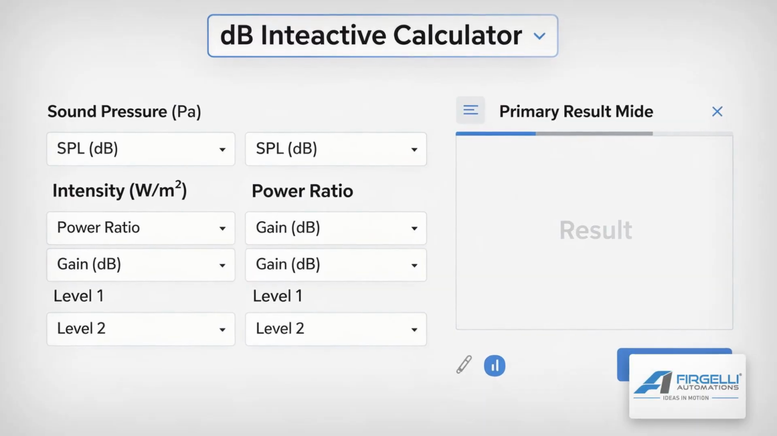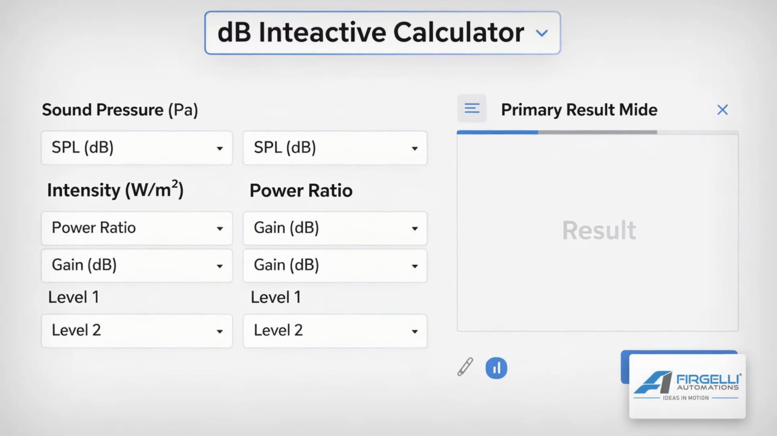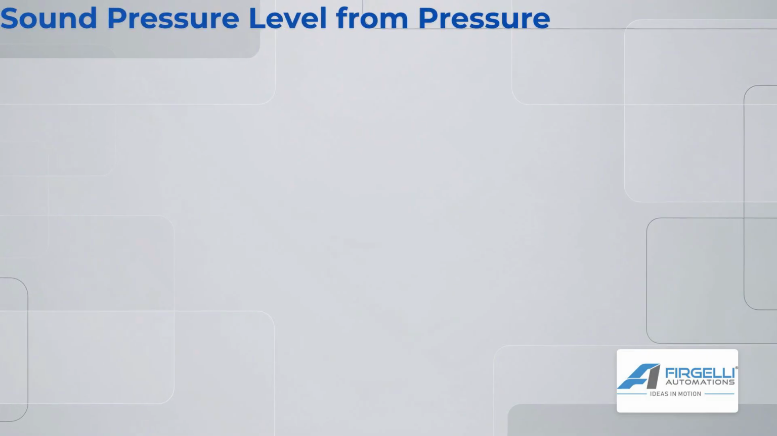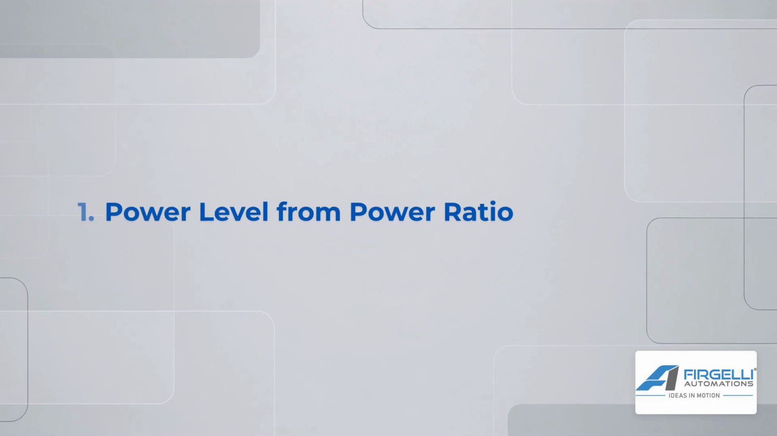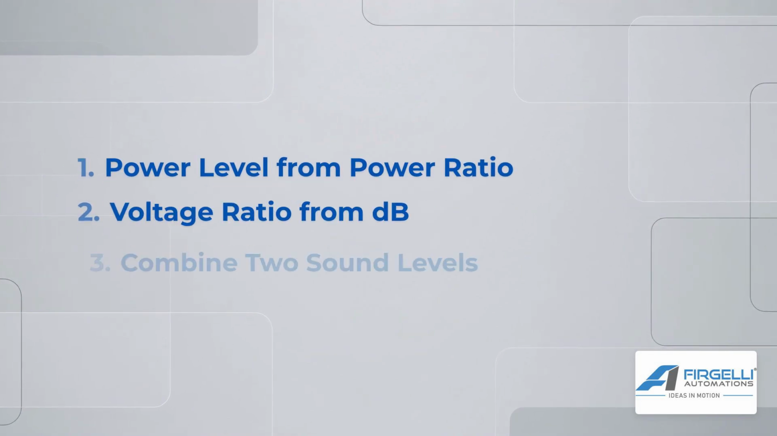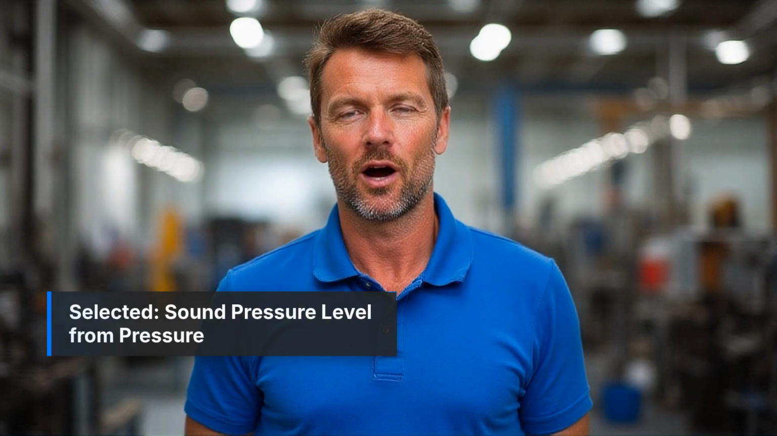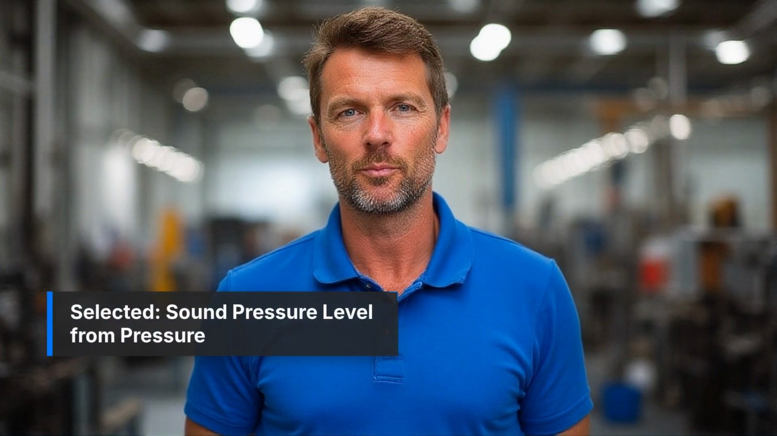Let's explore the inputs. At the top, you'll find the calculation mode dropdown. This offers 6 options. Sound pressure level from pressure, pressure from SPL, intensity level from intensity ratio, power level from power ratio, voltage ratio from dB, and combine 2 sound levels. For our demonstration, I'll select sound pressure level from pressure.